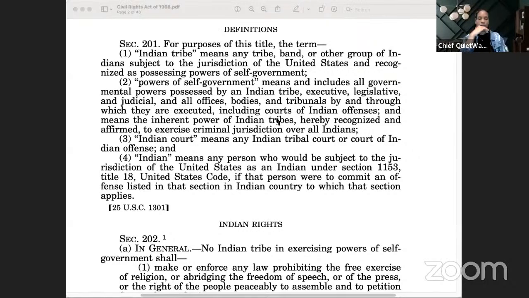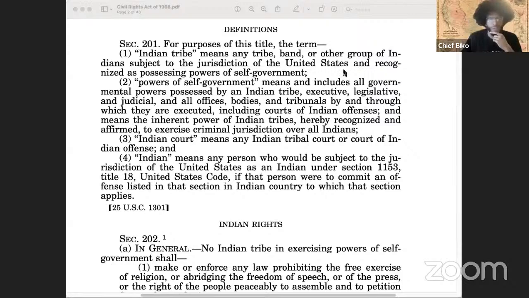I'm on the same page. I think that sums it up pretty much for me. You're unmuted, Chief Biko. Oh, my bad. But no, I definitely agree. Because again, when have we had our own courts? When have we been able to try anybody within our own court system? Just ask yourself that. And we haven't.